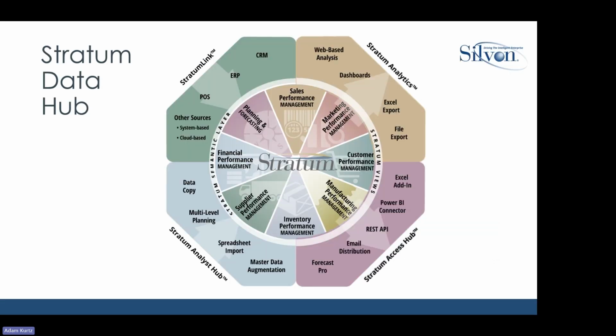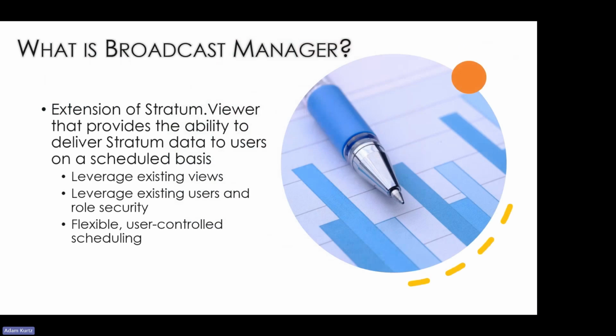We know what the data hub is by now. We've got this way of getting data in and out of Stratum. Today we'll be concentrating on the access hub, specifically email distribution, which is part of what we call the broadcast manager. So basically a way to get data out of the Stratum data hub and into the user's hands. And you can do that on a frequent basis. Set up daily, weekly, monthly reports. You could also set up alerts as well. So if a condition gets met within the data, you can alert your users as needed.